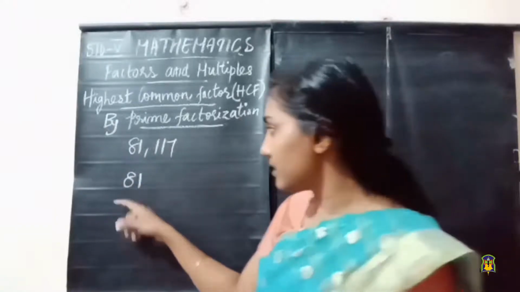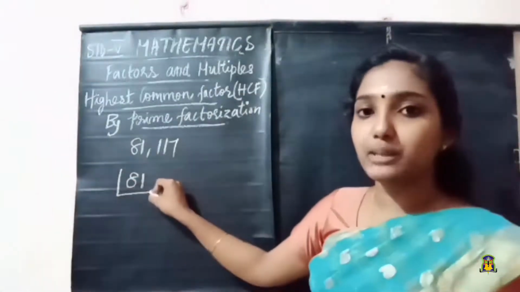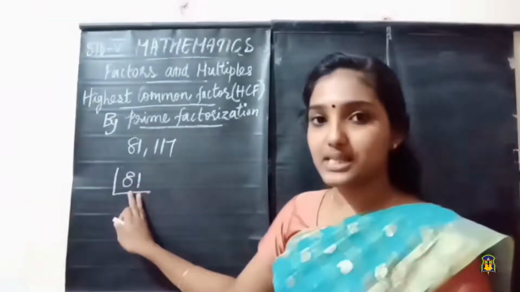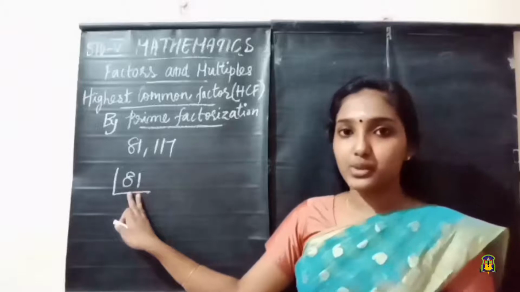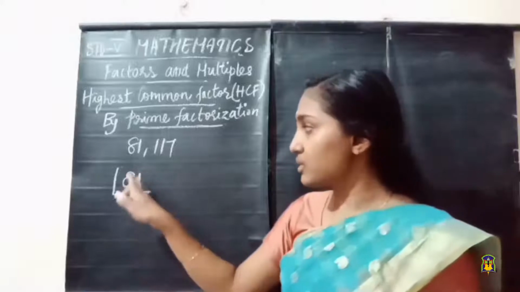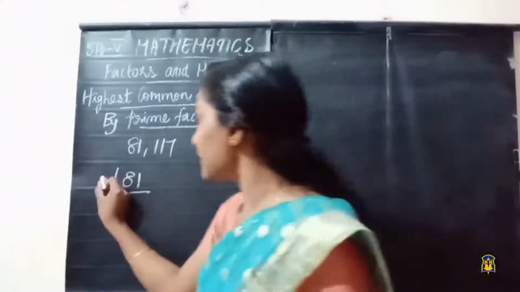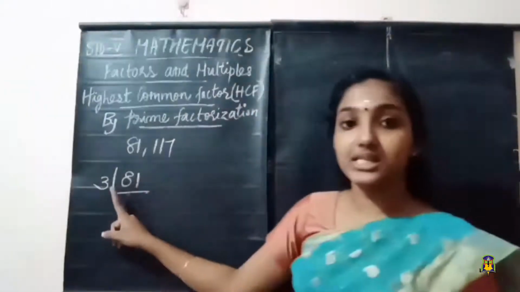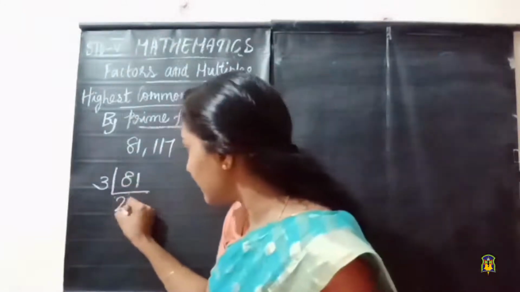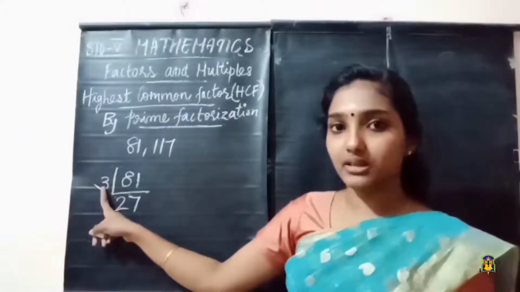We have studied the short division method, in which we use only prime numbers to divide the numbers, right? So here our number is 81, and 81 is not divisible by 2. 2 is not a factor of 81. So which is the next prime number? 3. So we go for 3. What is 81 divided by 3? When 81 is divided by 3, we get the quotient 27.